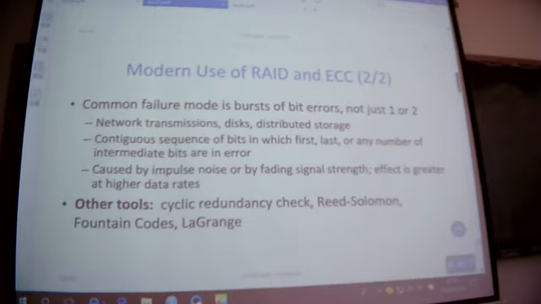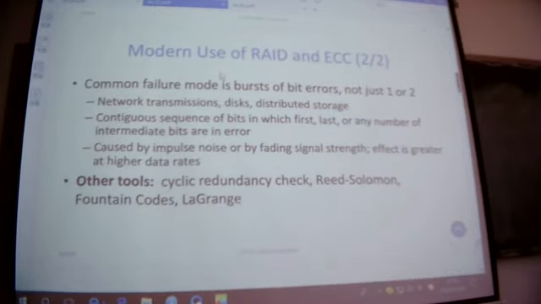Okay, we can see a common failure mode is bursts of bit errors. In network transmission, disk, and distributed storage, it is a contiguous sequence of bits in which the first, last, or any number of intermediate bits are in error, caused by impulse noise or by fading signal strength. The effect is greater at higher data rates.